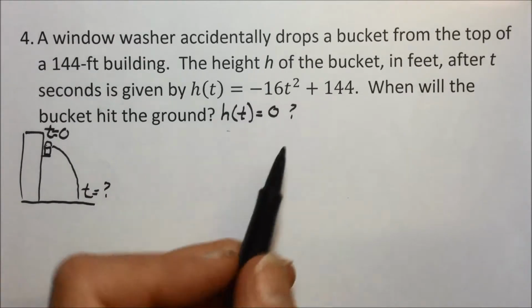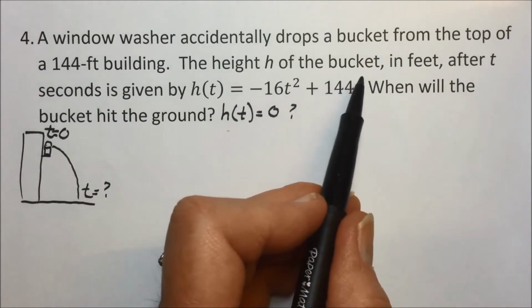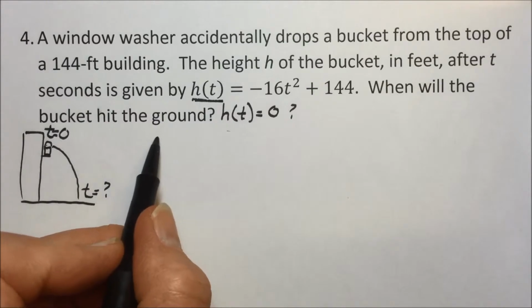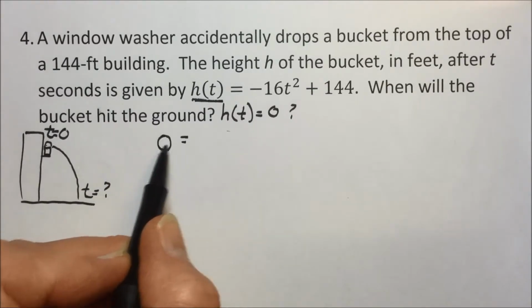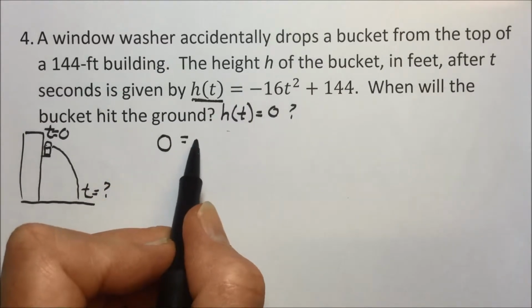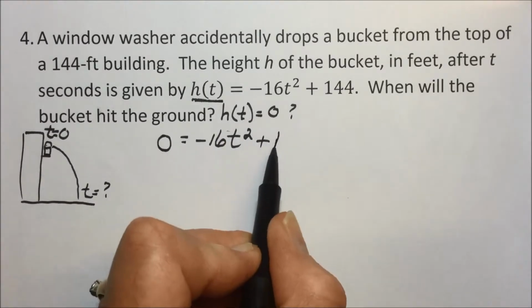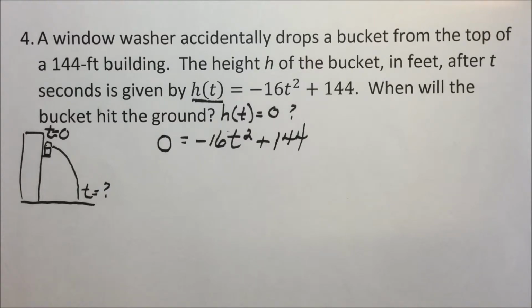So what we're looking at is, when will the height, h of the bucket in feet after t seconds, given by this value, equal 0? We want to know when the height is equal to 0, or on the ground, and it's equal to the following equation. As I said, this is a variation of acceleration due to gravity, with gravity in the English measurement being 32.2 feet per second squared.